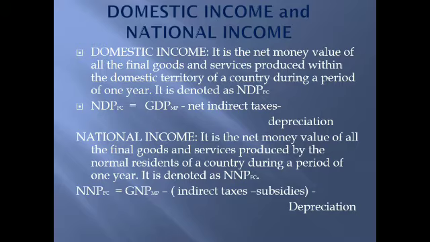So NDPFC, that is domestic income, is equal to gross domestic product at market price minus net indirect taxes minus depreciation. So that is GDP-MP minus net indirect taxes minus depreciation. At the end of this video, I have given some valuable tips on how to find factor cost, how to find market price, how to find net from gross. Those things will help you to understand these definitions more clearly.